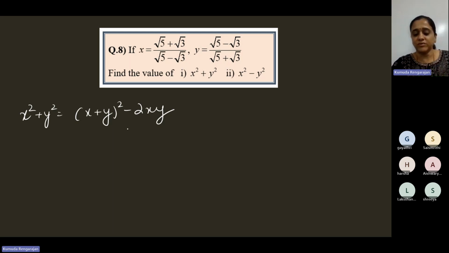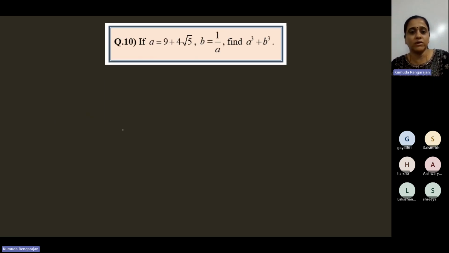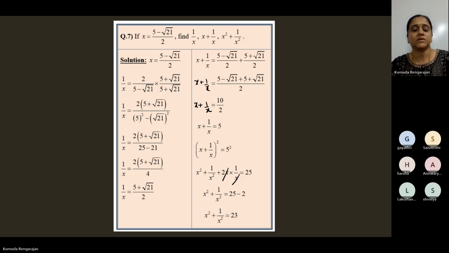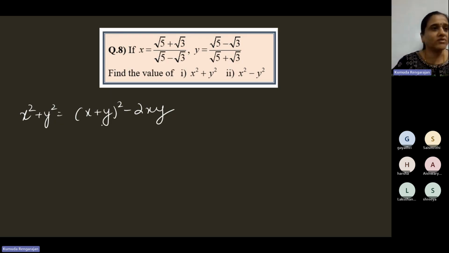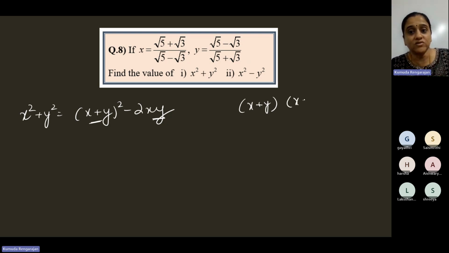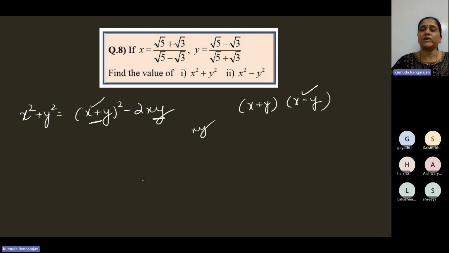Correct? Let me see how I have worked it here. Oh, I don't have the answer for this. Okay. Let's do it now. So it's (x plus y) the whole square minus 2xy, right? So you need to find the value of x plus y and xy. And for x square minus y square, it's (x plus y) into (x minus y). So we'll find the value of x plus y, x minus y, and xy. We'll keep all the values ready. Then we can find x square plus y square and x square minus y square.